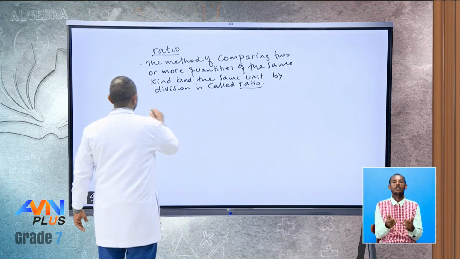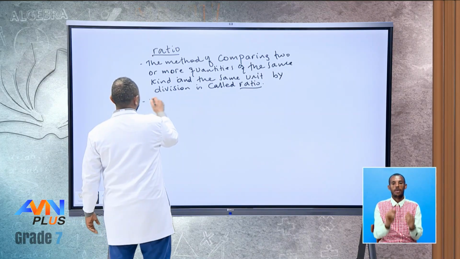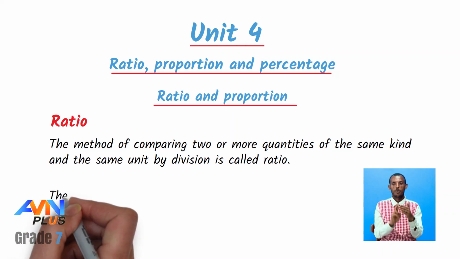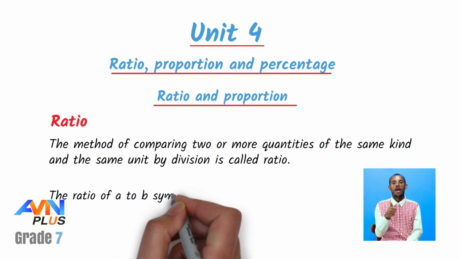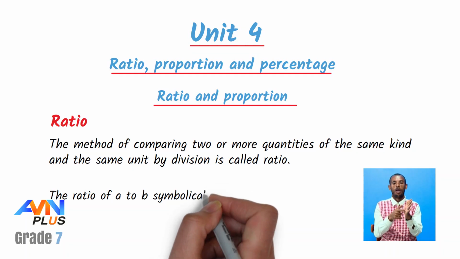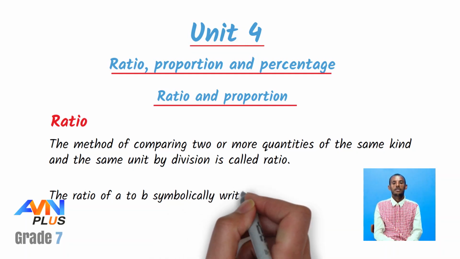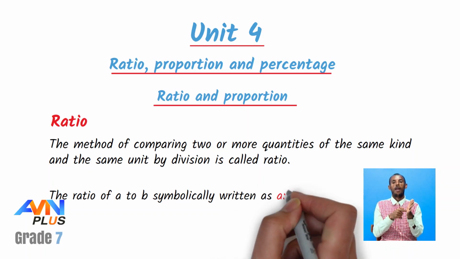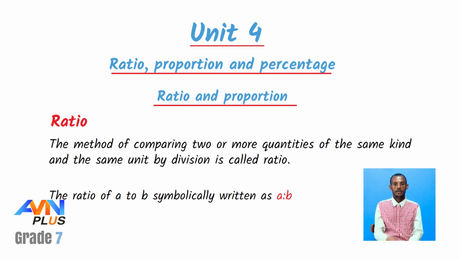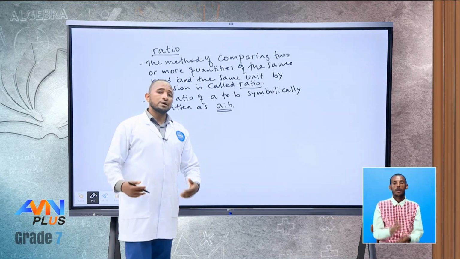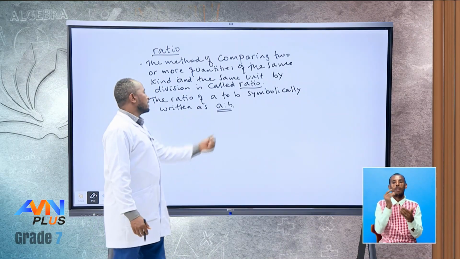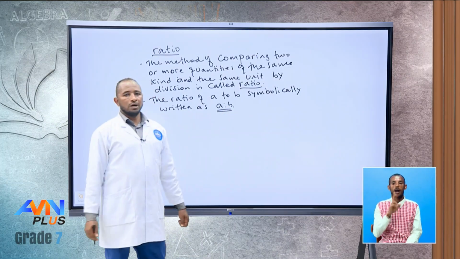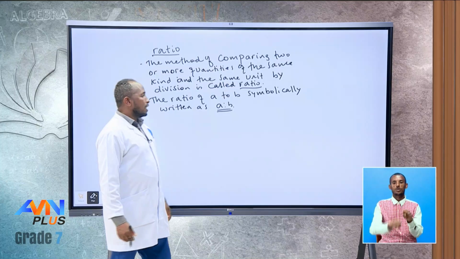Now, the ratio of two quantities A and B, the ratio of A to B, is symbolically written as A:B, or simply A ratio B. When you write the ratio, it must be in simplest form, where A and B are natural numbers. So now I will give you an example.